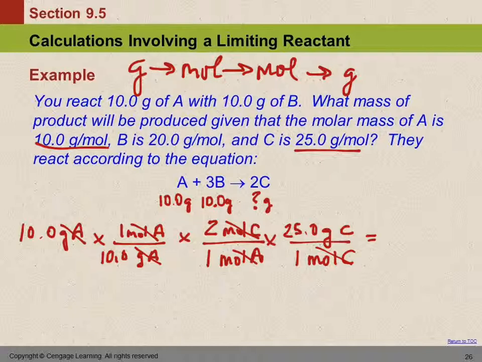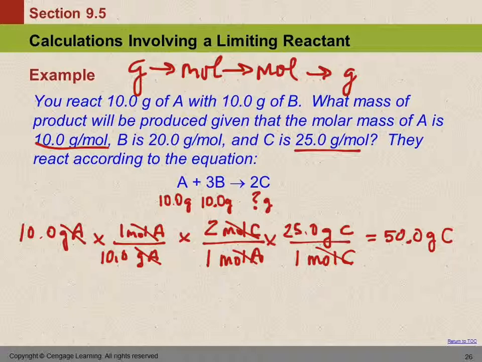And so the math on this is going to be fairly simple. 10 divided by 10 times 2 divided by 1 times 25 divided by 1 is going to come out to be 50. 50 grams of C. Any questions?